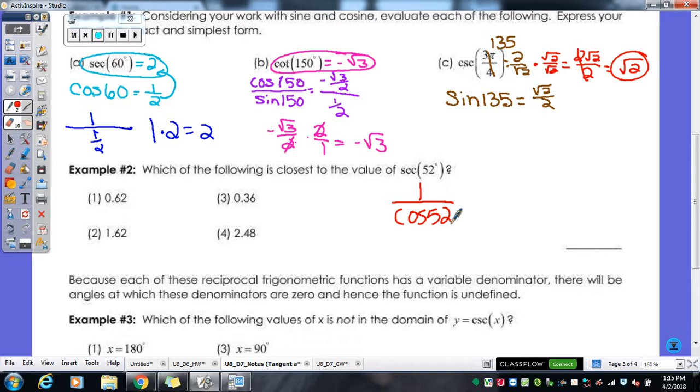But there's one thing you have to be careful of. What form is our angle in? Degrees. Make sure your calculator's in degree mode, otherwise you're not going to get the right answer. So go to mode and make sure degree is highlighted. When you have it in degree mode, you get the correct answer of choice 2.